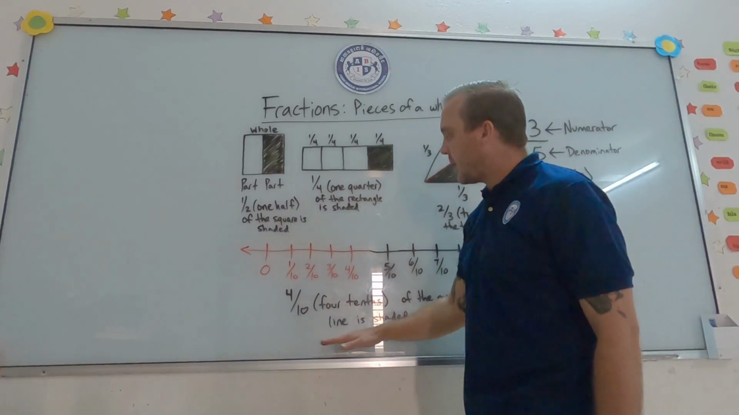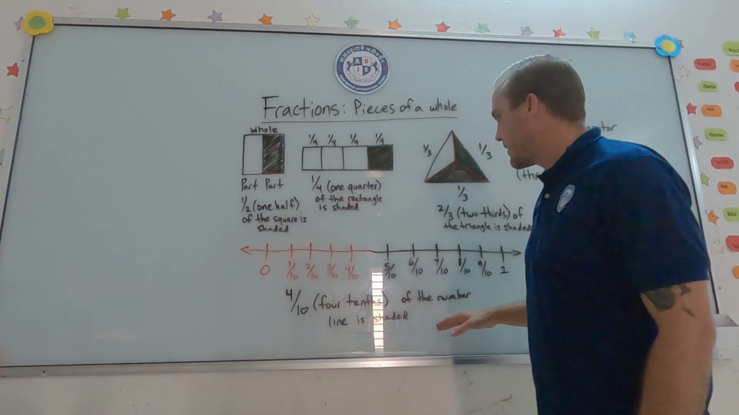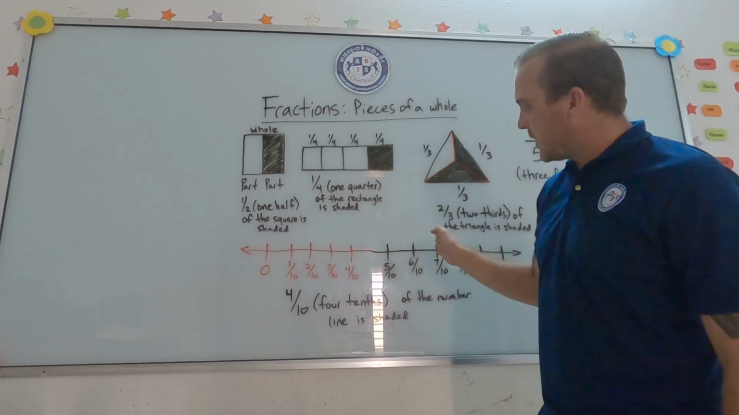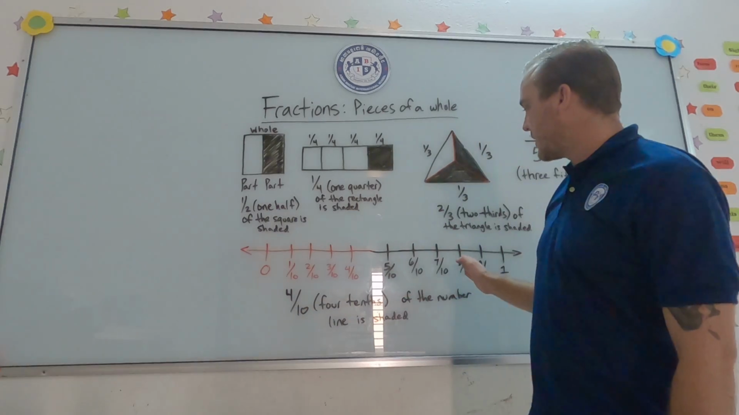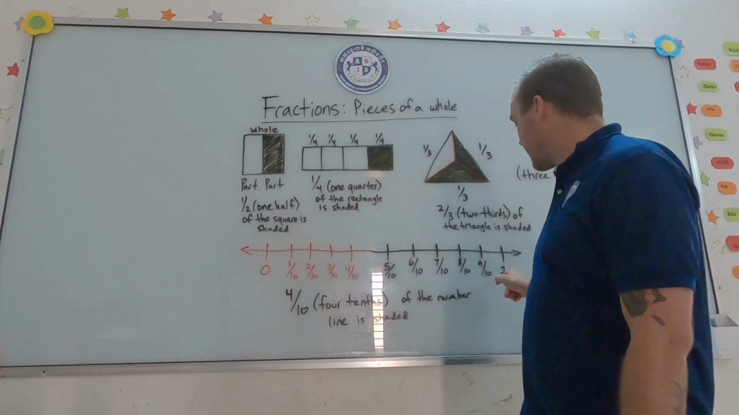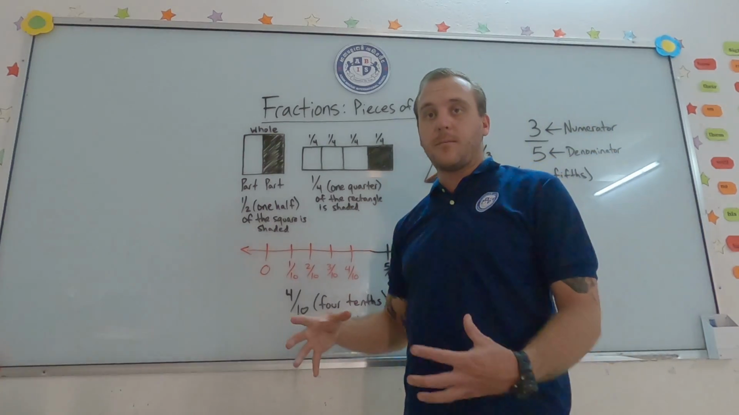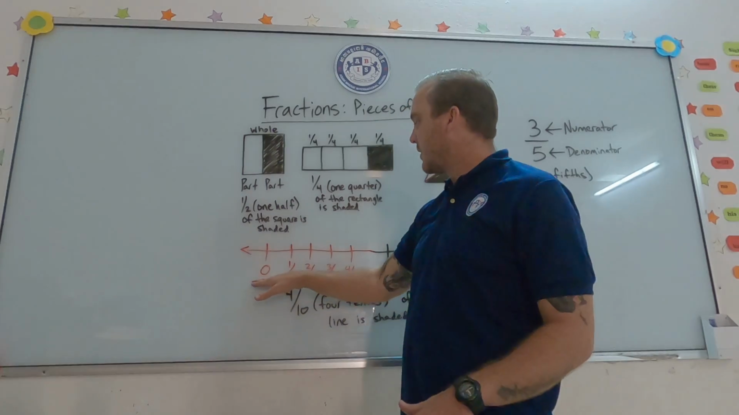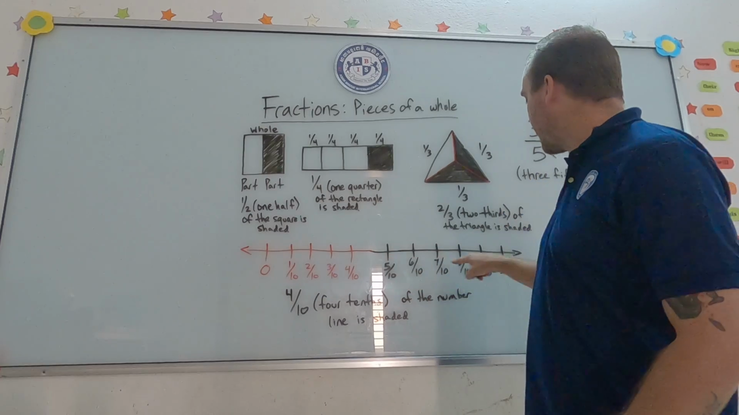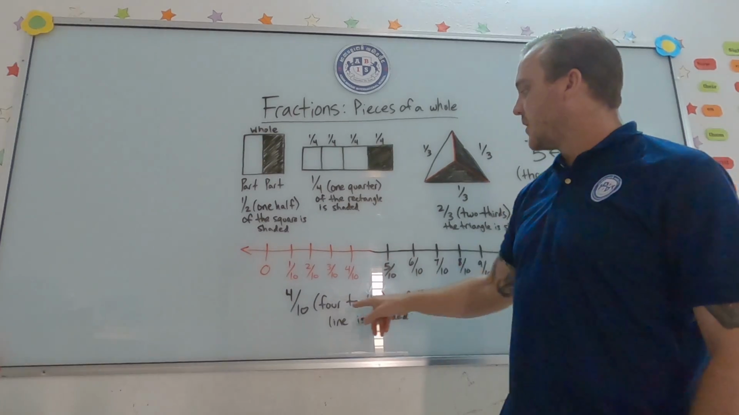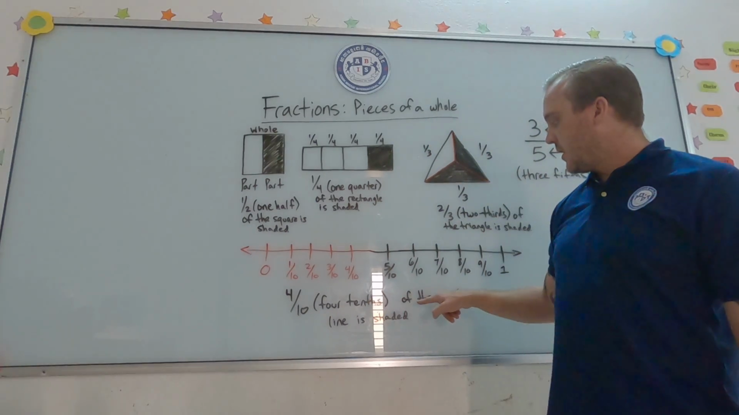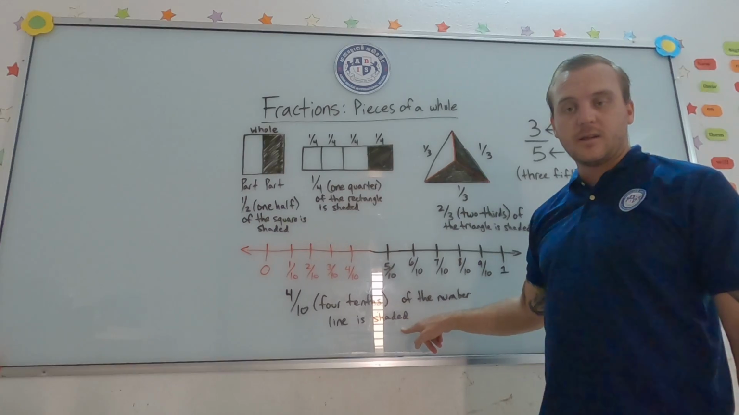Now if we look down at this number line, we can do the same thing. This number line goes from 0 to 1. And it's split into 10 different pieces. So we can see that 4 of those 10 pieces are shaded, because 0 doesn't count as part of the whole. 0 is nothing. So the 0 doesn't count. But 1, 2, 3, 4 out of the 10 pieces are shaded. So 4 out of 10, or 4/10 of the number line, is shaded.